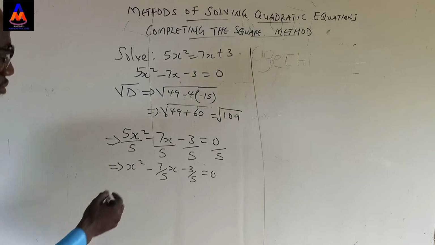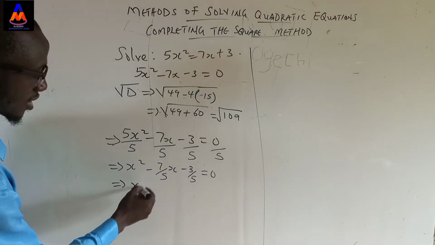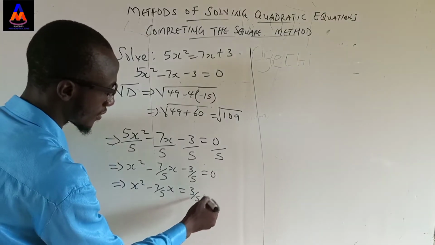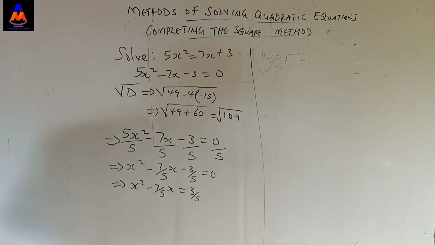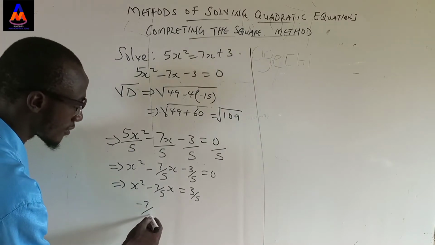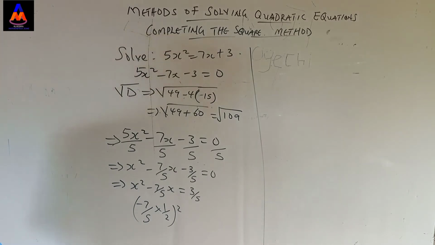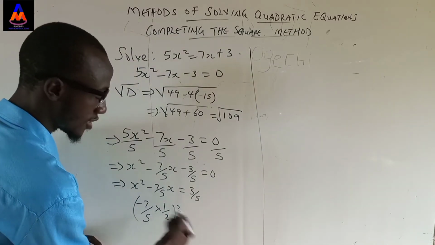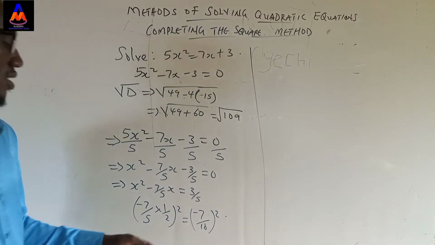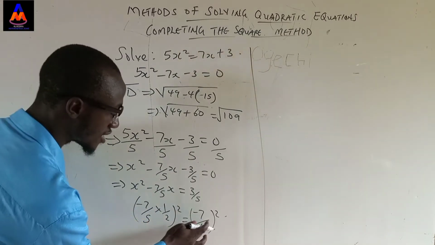The next thing we do is to take the constant to the other side: s squared minus 7 over 5 s equals 3 over 5. That's okay? Then the next thing is to find the perfect square from this coefficient. That's minus 7 over 5 times 1 over 2, then square it. Having done that, you can expand this out by saying minus 7 over 10, squared. We need this minus 7 over 10, which is inside this bracket.